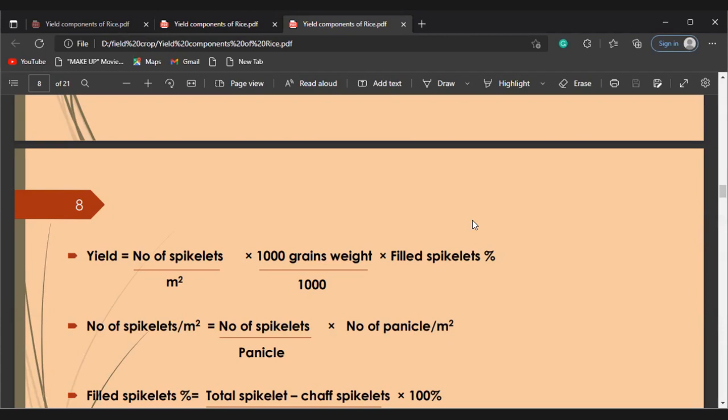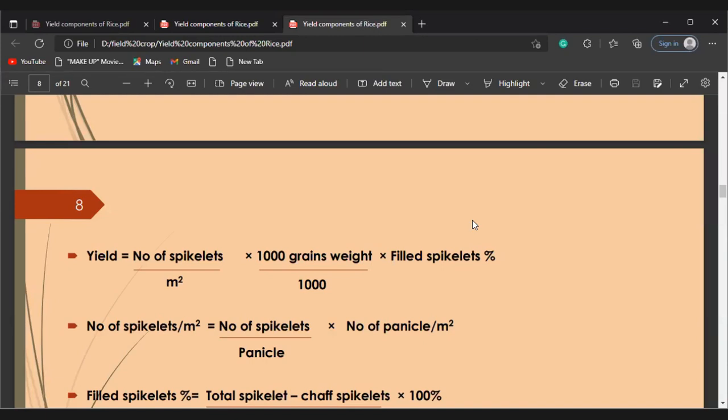Now, name 4 yield components or 4 yield determining factors of rice. What are those? Number of panicles per given area. Then percentage of filled spikelets. Yes. Number of spikelets per panicle. Yeah, that's the third point you told, no? If you are telling in order, that should become the second one. Got it? Yes, miss.